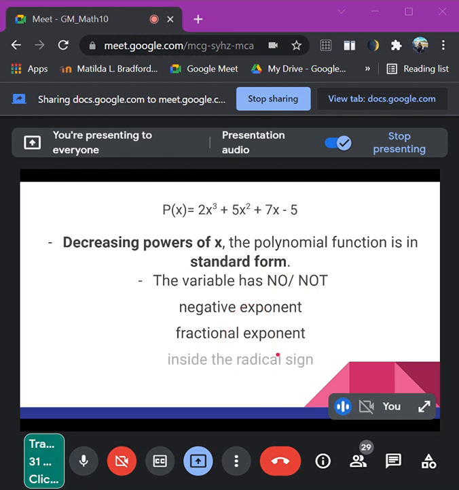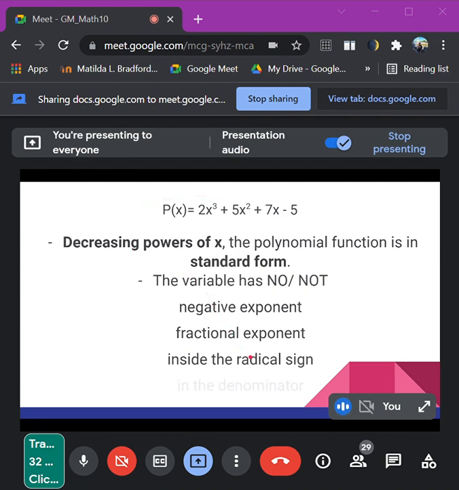Now, let's have the next, which is inside the radical symbol. So, kung ang variable gani kay naa sa radical symbol or naa siya sulod sa square root or cube root, then it's not a polynomial function. Like, for example, you have 2 square root of x cubed, dili na siya polynomial function.